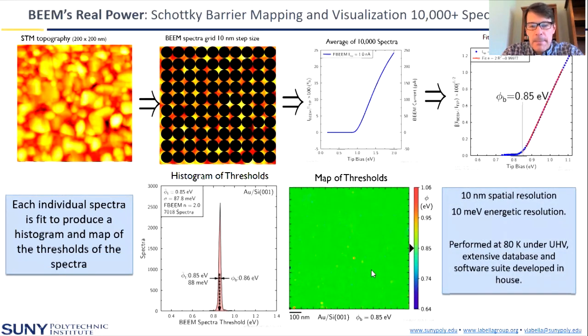So here's a map of those thresholds. Here you see some slight fluctuations. We get a map. This is over a square micron by micron region. This particular one was a 10 nanometer spatial resolution. We have about a 10 meV energetic resolution. Here is the nice narrow distribution of thresholds. So that's for gold on silicon. You get this nice interface.